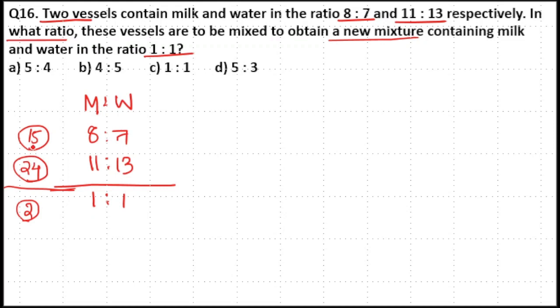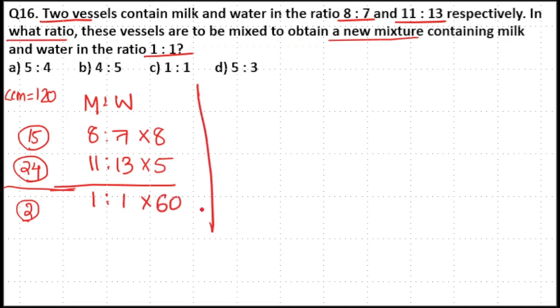Now LCM of 15, 24 and 2 is equal to 120. Here 15 goes 8 times in 120. So multiply first ratio with 8. 24 goes 5 times in 120. So multiply second ratio with 5. 2 goes 60 times in 120. So multiply resultant ratio with 60.